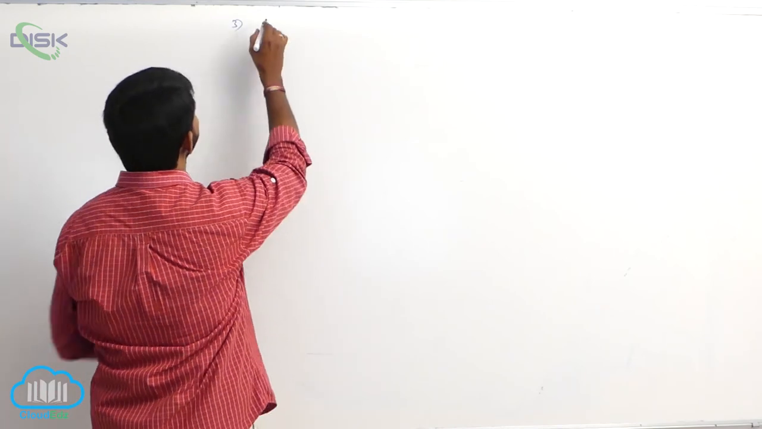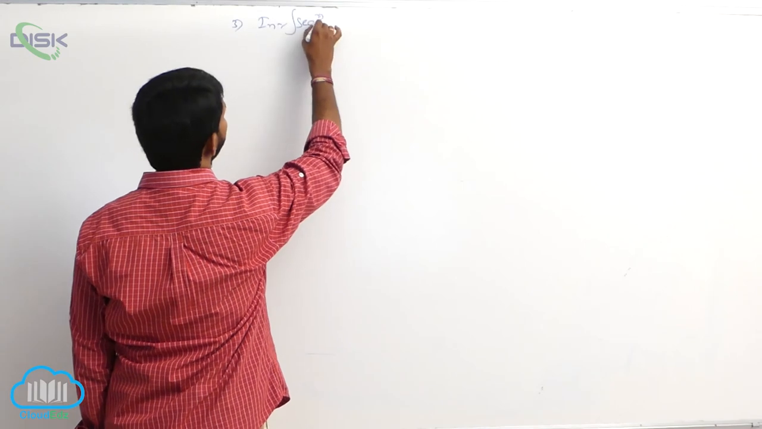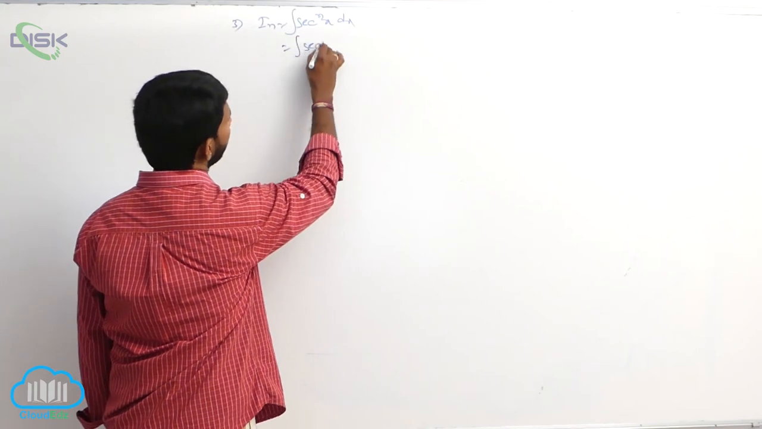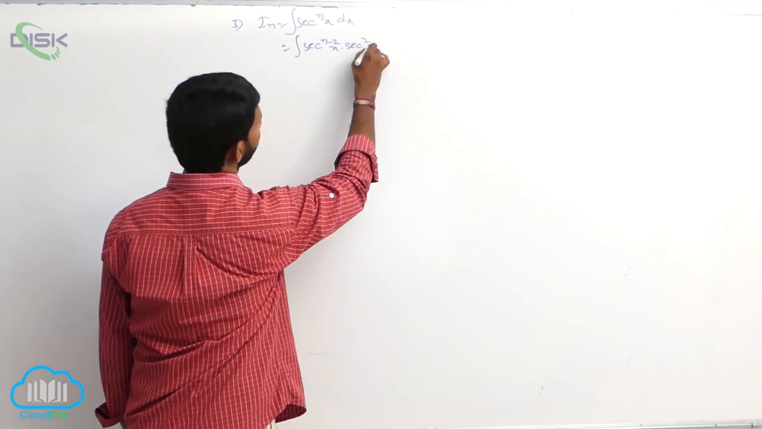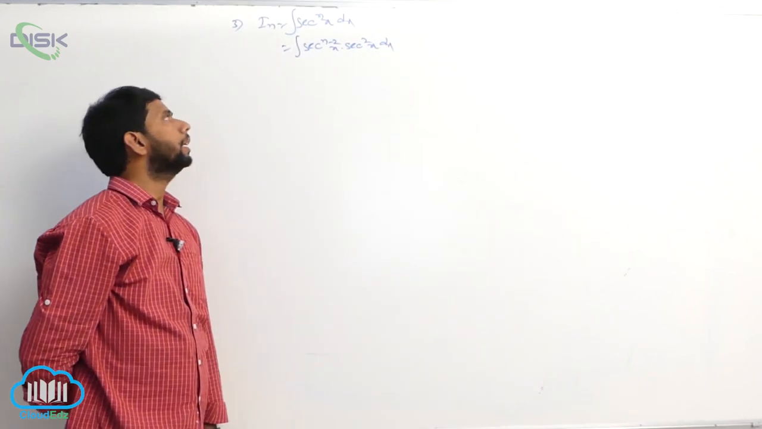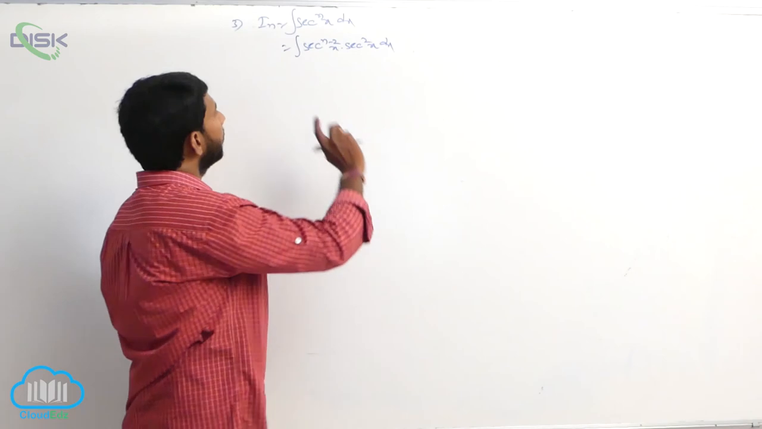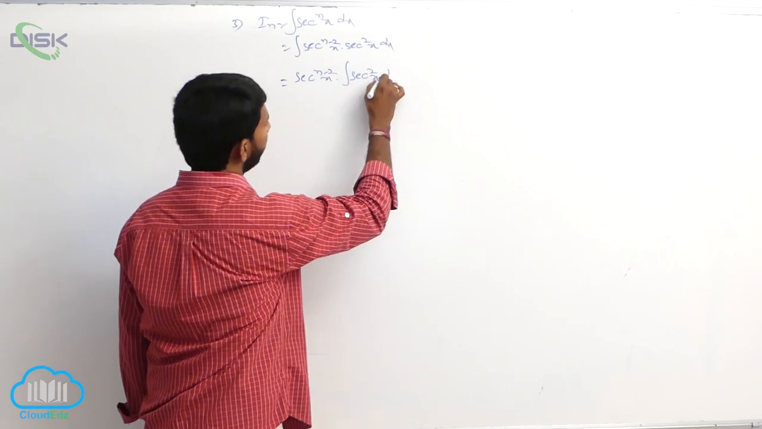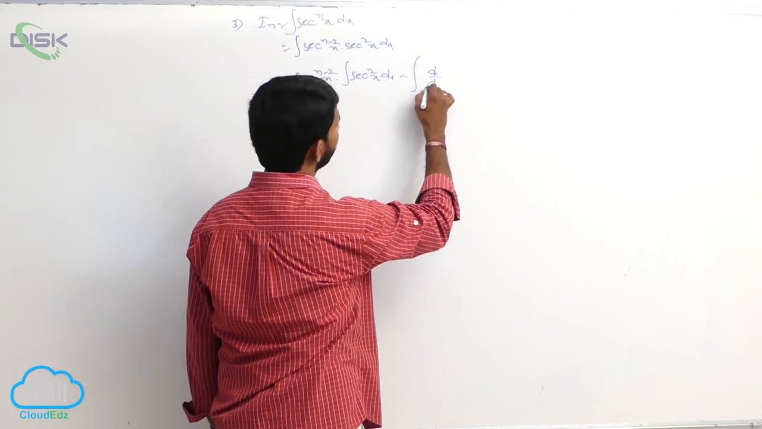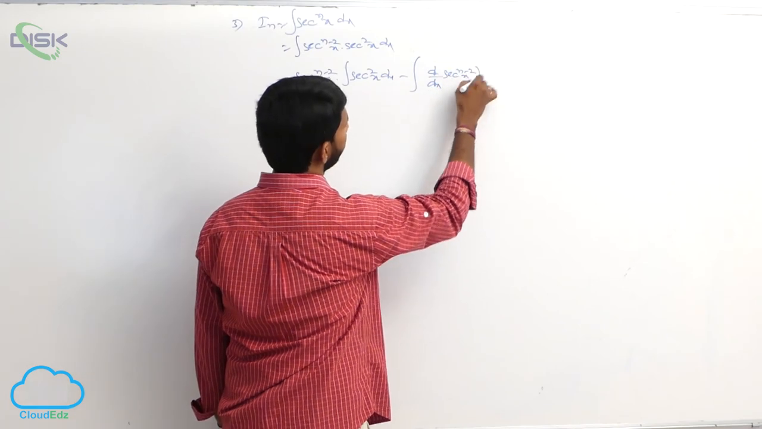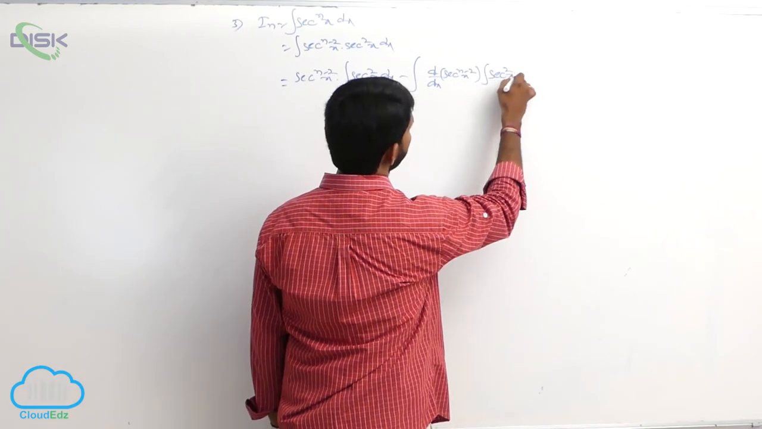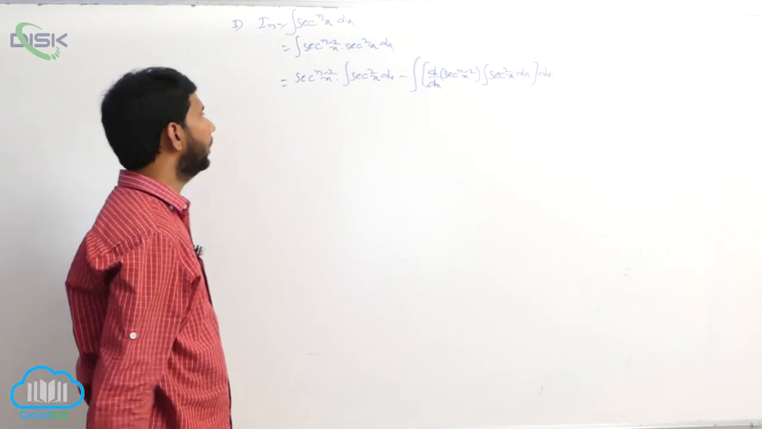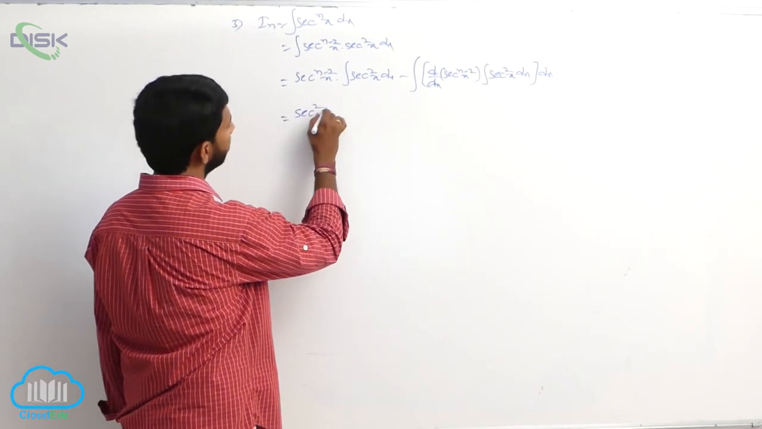I n is equal to integral of secant power nx dx. Integral of secant power n can be written as integral of secant power n minus 2x into secant square x dx. Apply integration by parts. That is secant power n minus 2x into integral of secant square x dx minus integral of d by dx of secant power n minus 2x into integral of secant square x dx, whole dx. Here integral of secant square x is tan x.